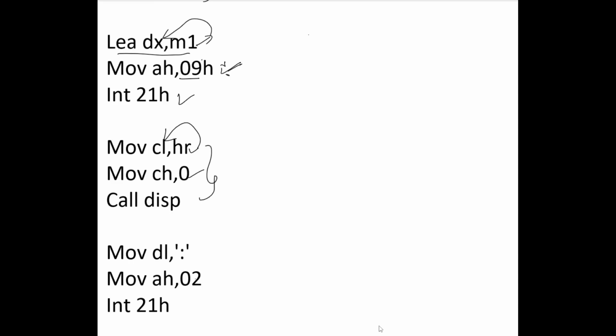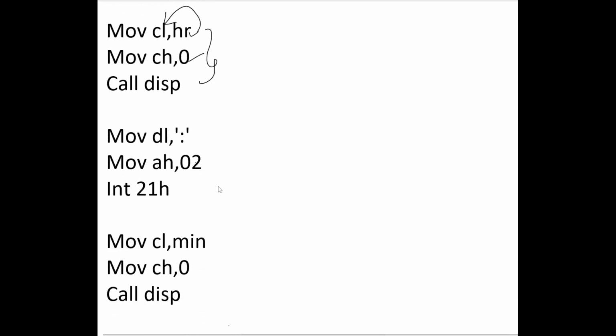The next is move DL comma colon. Here we are moving the ASCII value of this colon character into the DL register.